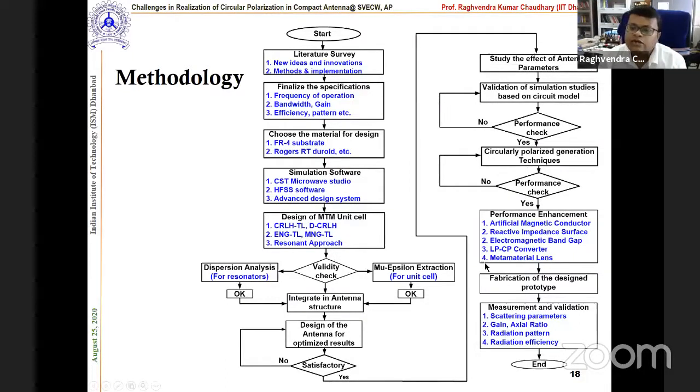Like artificial magnetic conductor is very popular. LP to CP converter, right now we are doing that, and we got a very good response. Particularly we are focusing on the LP to CP converter, and we successfully designed such antennas which can actually provide this LP to CP conversion. Correct. It's really very beneficial. And then after that, measurement and all the things. Correct. So let's talk about the traditional circularly polarized antennas. So this is all about some of the compact antennas.